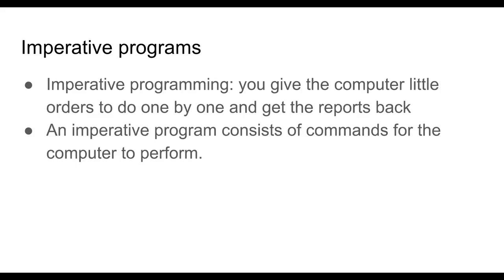In imperative programming, the programmer gives the computer little orders to do one by one. For example, if I want to print out every fourth element in a row, first I need to point to the first element in a row, count 3 elements up, print out the solution, and create a loop around it, which will end when the last element is being read in.